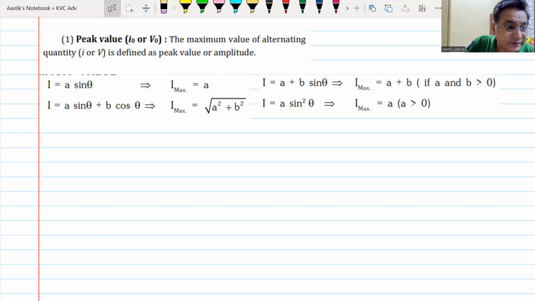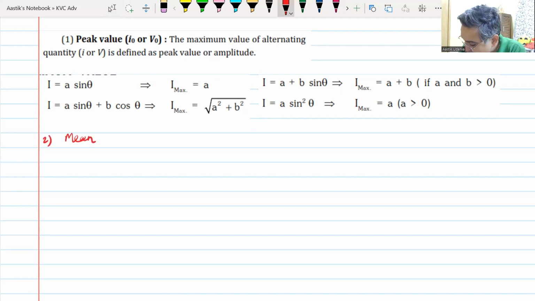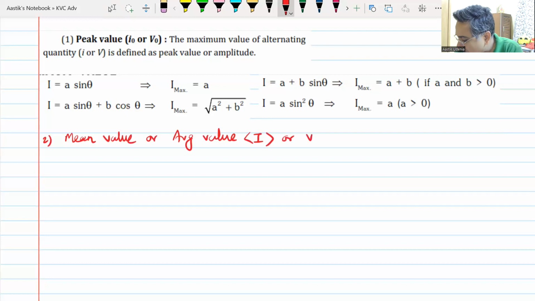So the second thing that we will understand here is the mean value or average value. You can write it like this. Number two is mean value, or average value. You can call it I average or V average.